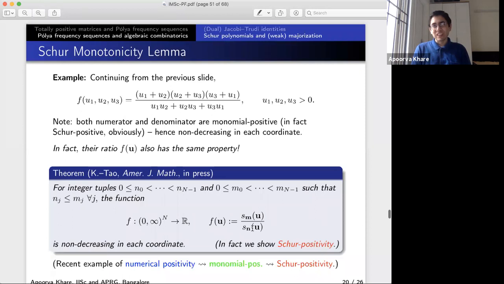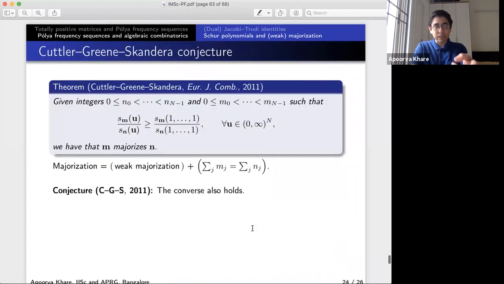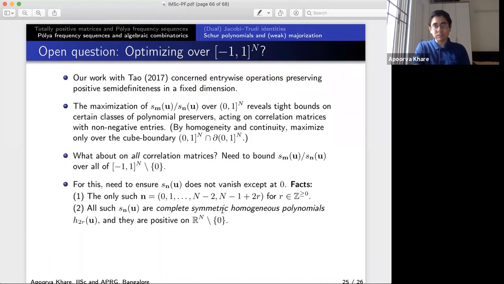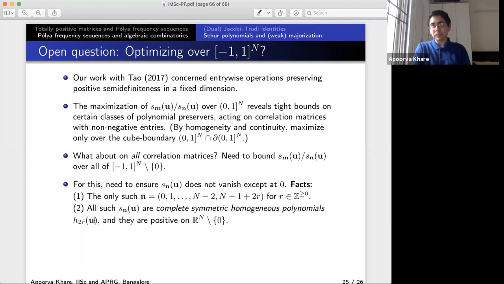But by the way, there's an extremely cute proof of the fact that, as I said, for the optimization part, you need to ensure that these polynomials of even degree don't vanish except at the origin. Even if the u's are allowed to be negative, this is still strictly positive, not just non-negative, except when u is 0, 0, 0. The cute proof is as follows.